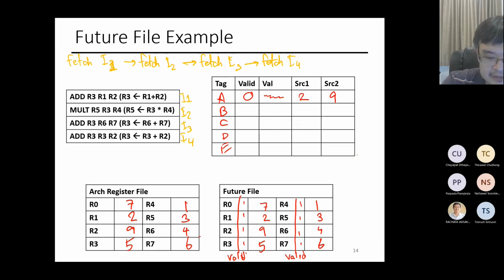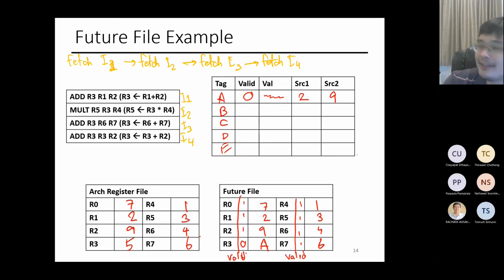So I would then fetch instruction 2. Instruction 2 is what? Multiply, right? It requires R3 and R4. Oh, I forgot to update. Sorry. I need to update R3 here, because R3 is being added. Once you add them, I don't know the result, but it should be in tag A. This is not valid. Now you see the difference. I do not update the architectural register file. I just update the future file.